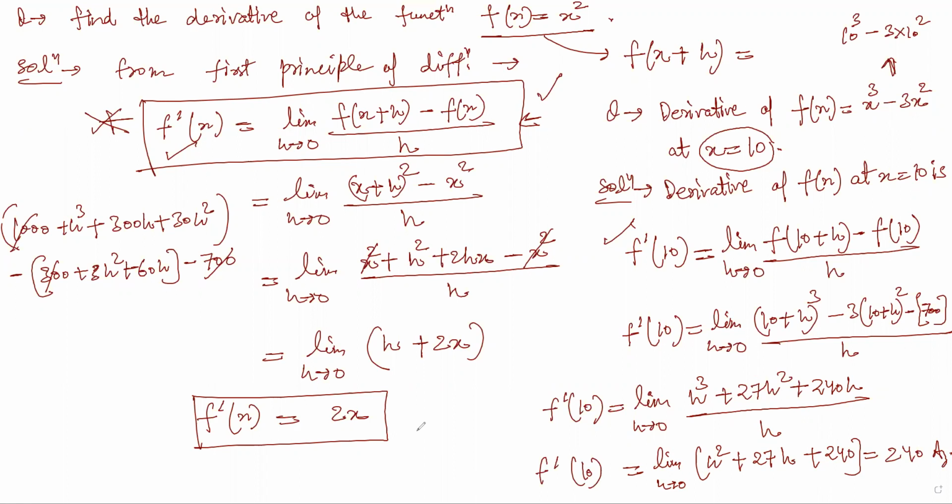So if you're finding out the derivative at some particular point, the answer will always be constant. If you're finding out the general derivative, the answer will be in terms of x.